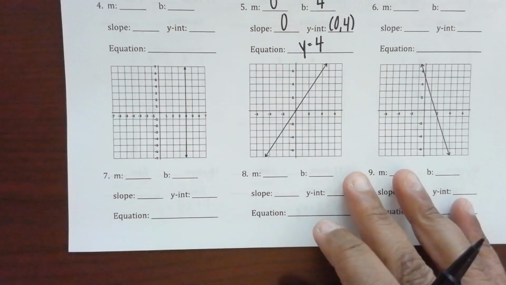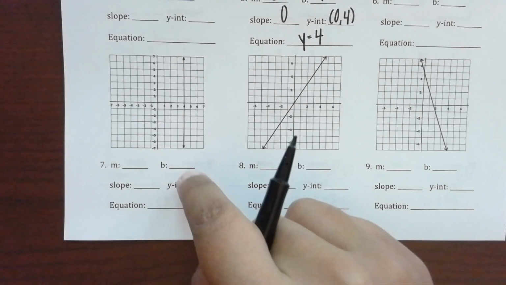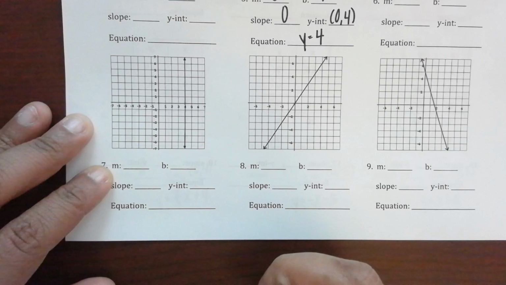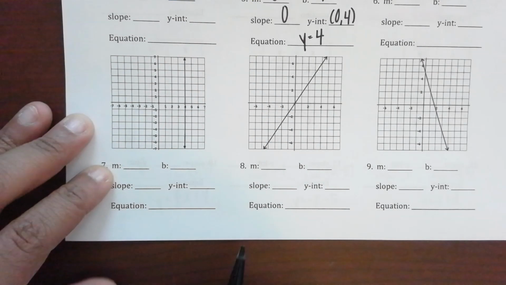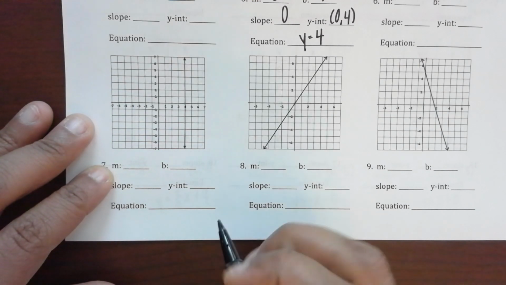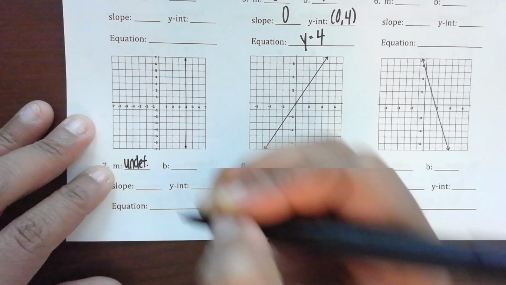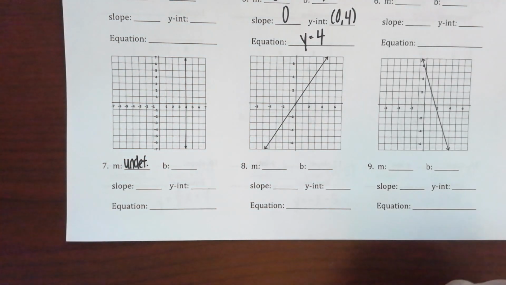Look at number 7. What's special about this? It's vertical, which means it's special just like the other one. What's the slope? Nope. What's that other word I told you? The slope starts with a U. Undefined. Not unidentified. We're not talking about bodies. We're talking about lines. Undefined.